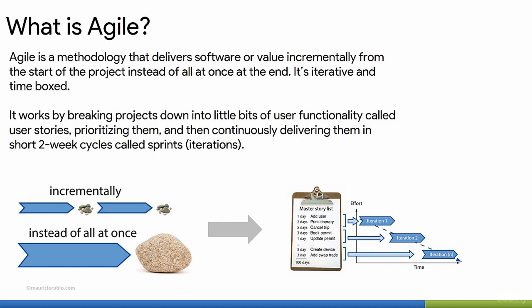And if you ever hear the word iteration and get confused, don't be. Iteration is just another word for sprint, which, as you just learned, is just a period of time to do something. Generally 2 weeks, but sometimes even 3 or 4. That is something for the project team to decide.